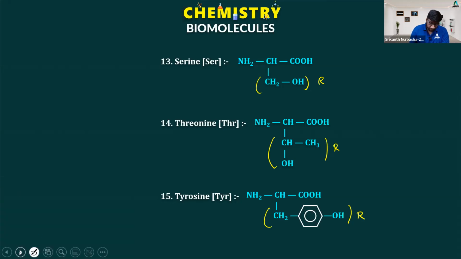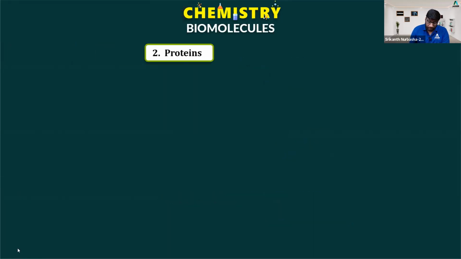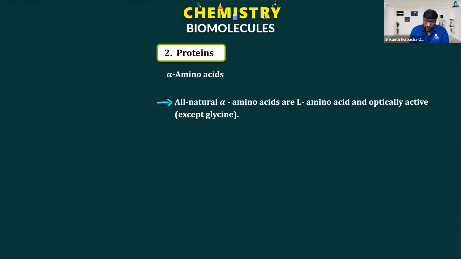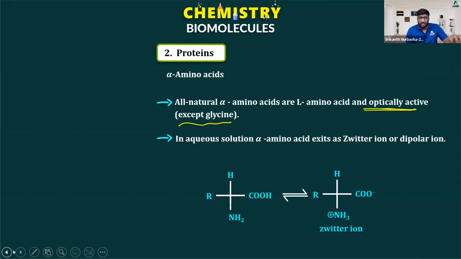Right, students, alpha amino acids. All natural alpha amino acids are L amino acids and optically active. They are all optically active except glycine. Except glycine, all natural alpha amino acids are optically active and L amino acids. L is a configuration, meaning with respect to the last chiral carbon, you have L configuration, not D. In aqueous solution, alpha amino acids exist in the zwitterionic form or dipolar form.